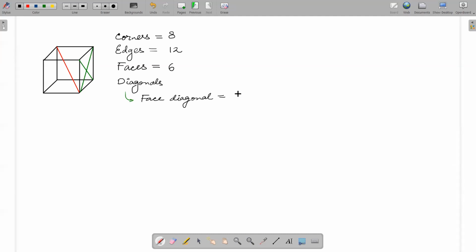How many face diagonals? 2 diagonals on each face, and there are 6 faces. So this will be equal to 12 face diagonals. Okay. Now there is another thing which is known as body diagonal, the body diagonal which passes inside the body. So how many body diagonals?